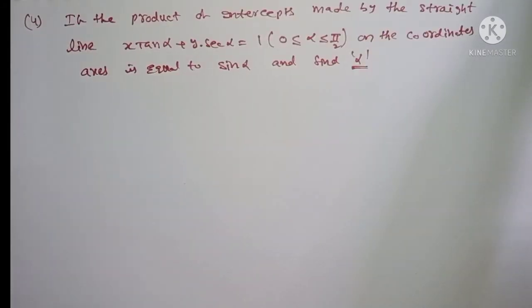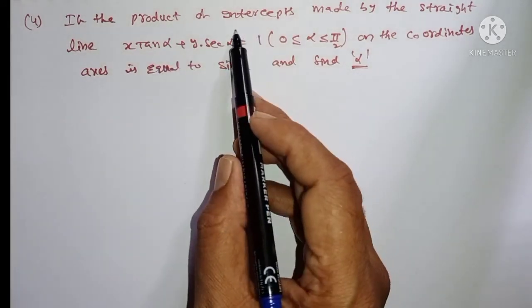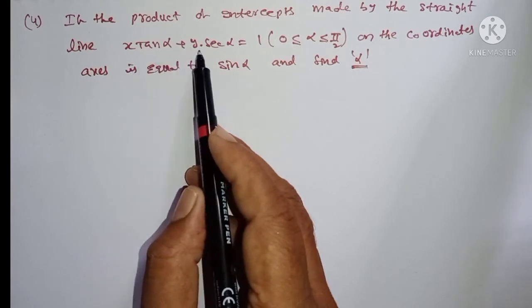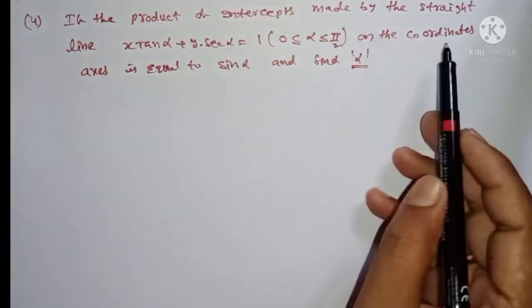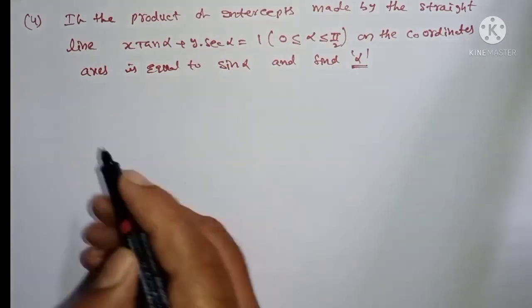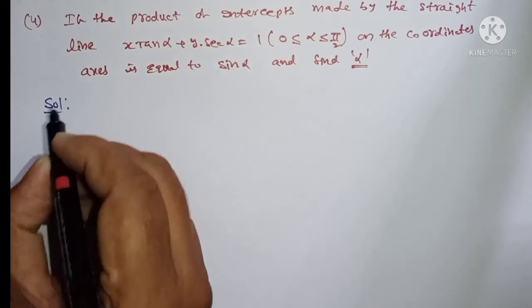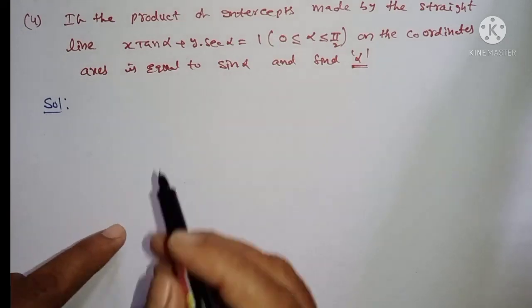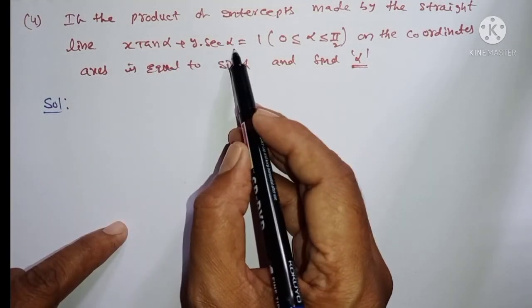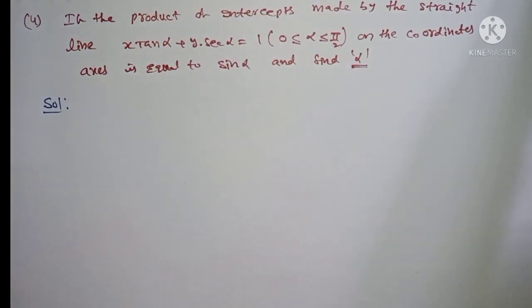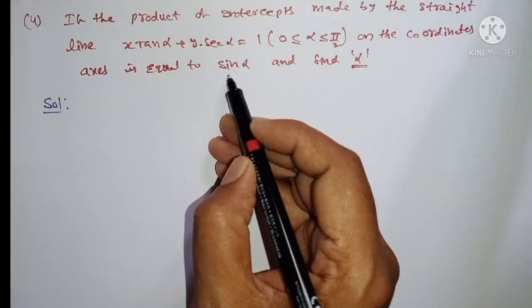Next question: if the product of the intercepts made by the straight line x tan alpha plus y secant alpha is equal to 1 on the coordinate axes is equal to sin alpha, find the alpha. Listen, first understand the problem: the product of the intercepts. Therefore the given equation you can write in the intercept form, and find the x intercept and y intercept. The product of the intercepts is given as sin alpha. Then find the alpha value.